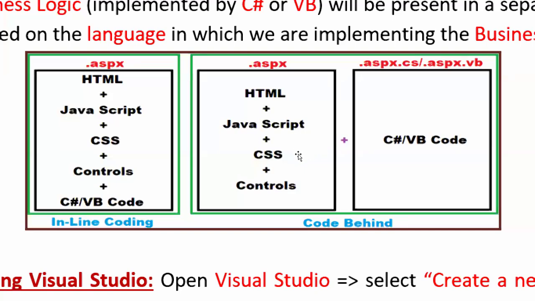In code behind, as I explained to you, we have an ASPX file, an ASPX.cs file, and ASPX.vb. ASPX.cs and ASPX.vb are the two different files you'll be finding over here.